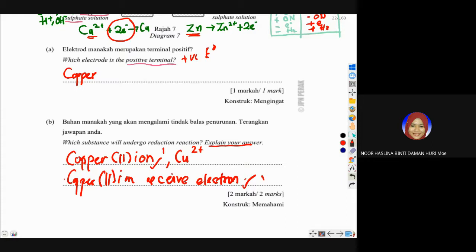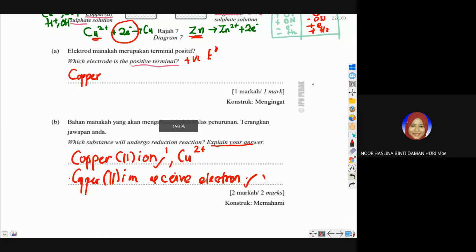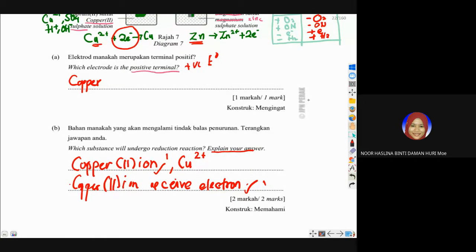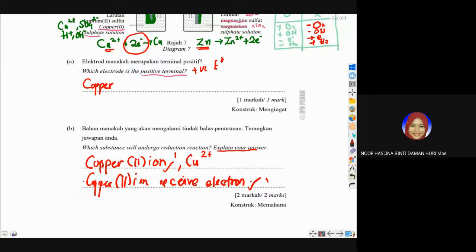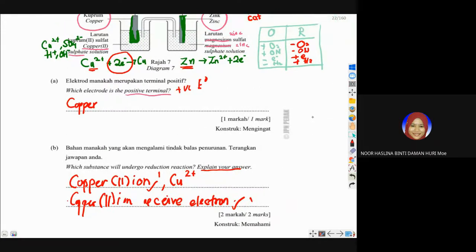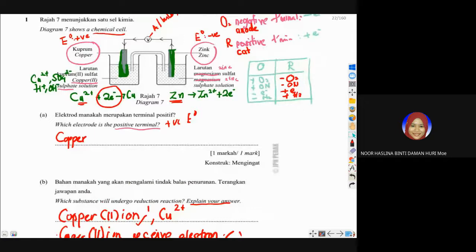So we look at which one is okay. Which one is in the reaction? Okay, copper becomes copper only. The one that plays the role is copper(II) ion, not copper atom, because copper atom does not lose any electron, copper atom does not receive any electron. Only copper(II) ion will receive 2 electrons to become the copper atom. Don't get this wrong. This is about chemical cell.